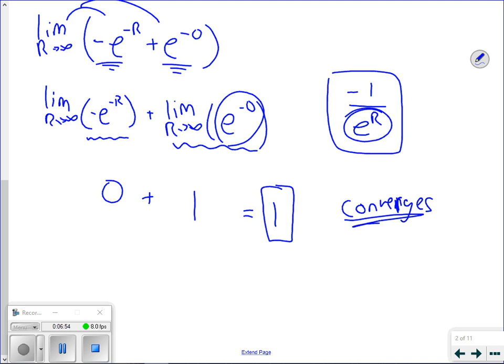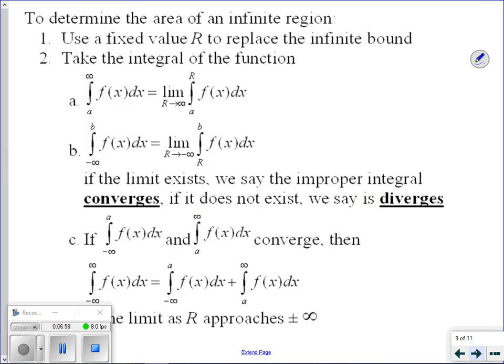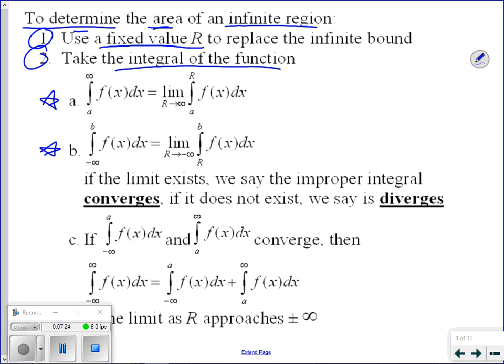That's the idea of what we're doing today, and all our examples reflect that. This is our note slide. To determine the area of an infinite region, number one, you use a fixed value r to replace the infinite bound. Number two, you take the integral of the function. A and B show examples of what we just did. If it's a to infinity, we let the infinite bound r be on top, and if it's negative infinity to b, we let the r value be on bottom.